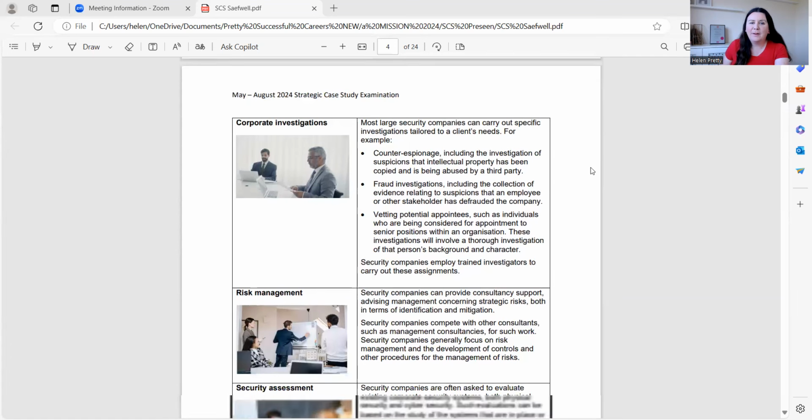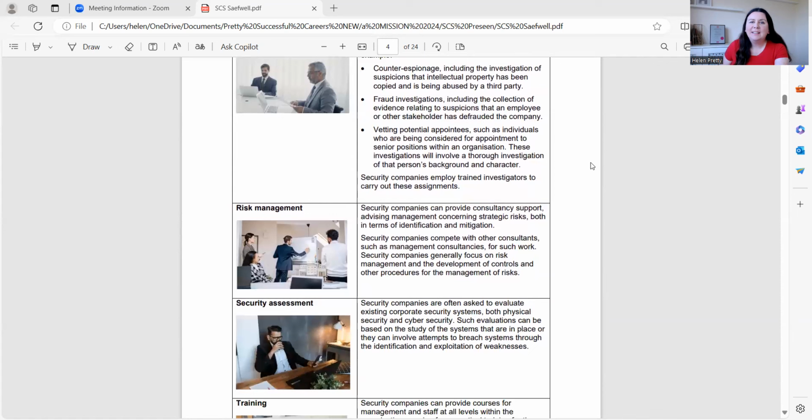Security service number 5, risk management. Security companies can provide consultancy support, advising management concerning strategic risks, both in terms of identification and mitigation. Security companies compete with other consultants, such as management consultants, for such work. Security companies generally focus on risk management and the development of controls and other procedures for the management of risks.